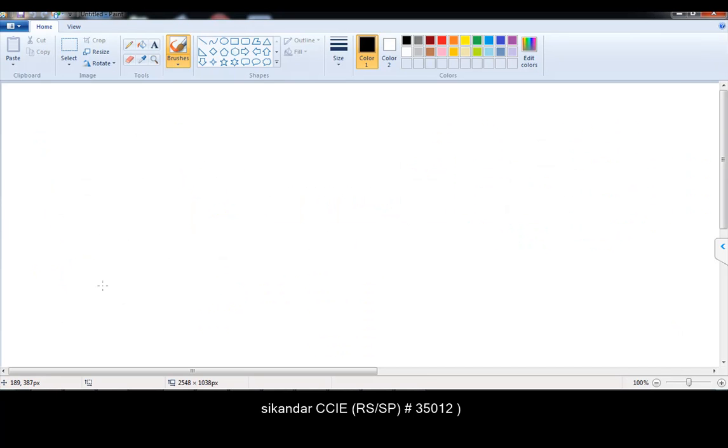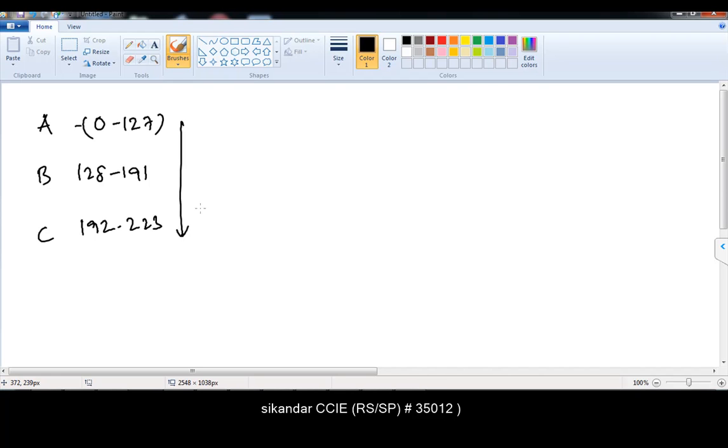So let us get into some more detail about these first three classes which we use. Here we will be discussing class A, class B, class C, which are generally used for LAN and WAN purposes. Just now we discussed that 0 to 127 comes in A class, 128 to 191 belongs to B class, and 192 to 223 belongs to C class. Now these three classes are further divided into some portions.